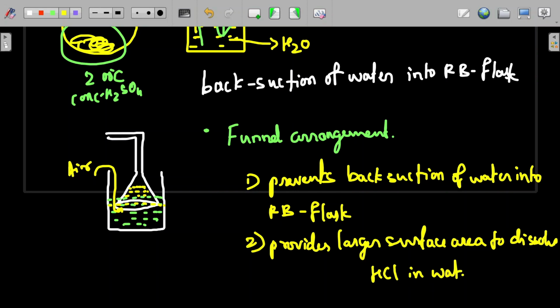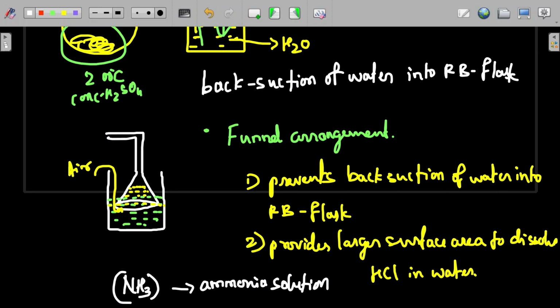This kind of problem we always face whenever you dissolve any gas in water, not only HCl. Same setup we use for ammonia gas also. When you dissolve ammonia gas in water, you are preparing ammonia solution, NH4OH solution. So in the preparation of NH4OH solution, again we face the back suction if you directly put the delivery tube into water. So to avoid that, we have to use the funnel arrangement. So this is again the same point for ammonia also. Okay? So two points you remember for this.